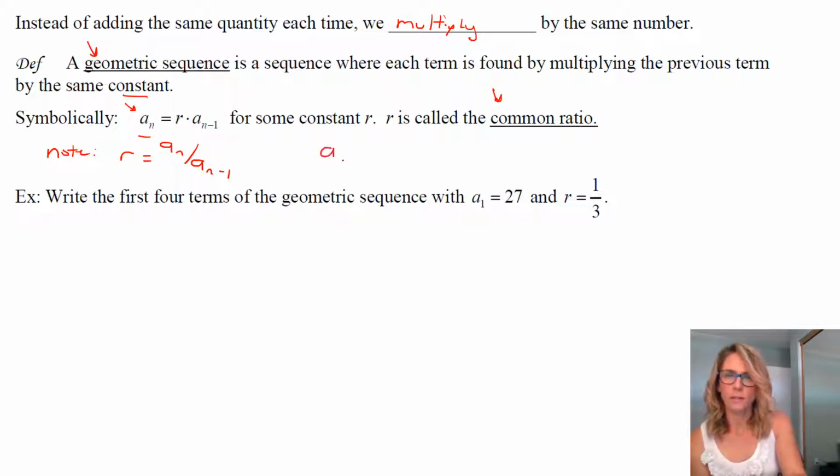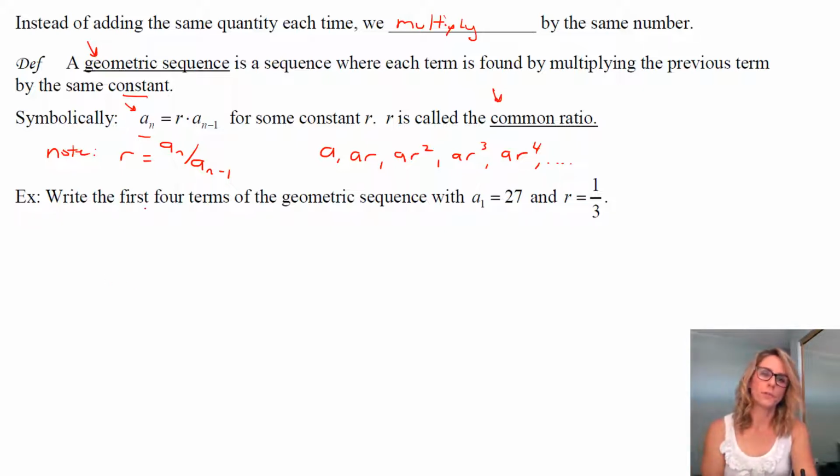And the sequence that we have here is just a, a times r, a times r squared, a times r cubed, and so on. So that's the pattern here of a geometric sequence. It just keeps going on like that.